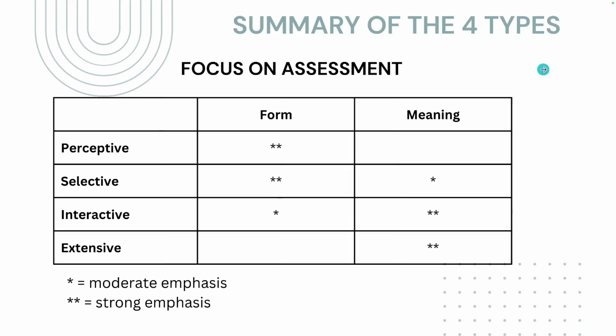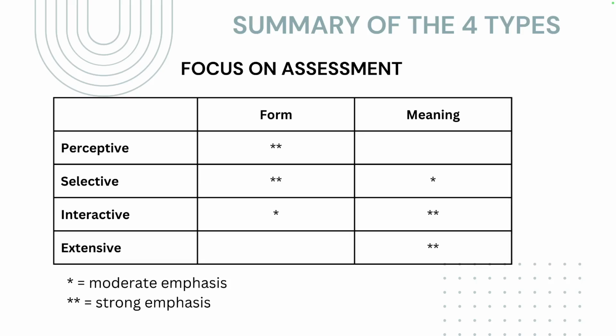In terms of the focus on assessment, at the perceptive level, it's always going to be on the form. So you're not looking at real comprehension, you're more looking at the language being used. Selective typically is on form, but you could have a little bit on meaning. And then interactive is the opposite. You could do a little bit on the form, but mostly you're assessing the meaning. And then extensive is 100% on meaning. At this stage, you will not be concerned with the grammar or the vocabulary.